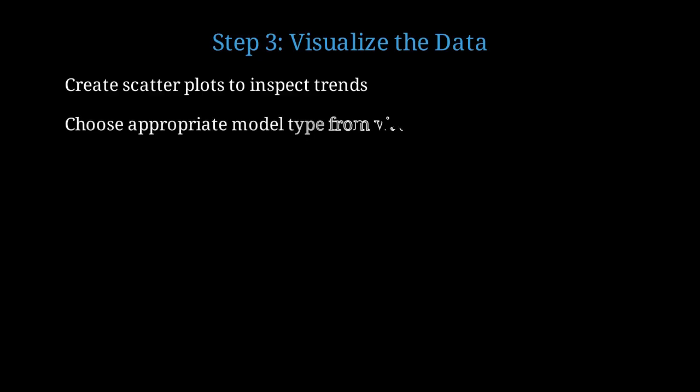Step 3 is crucial. Visualize your data before attempting to fit any model. Plot your independent variable against your dependent variable in a scatter plot. This visual inspection helps you identify trends and patterns. The visualization helps you choose an appropriate model type. Does the relationship look linear, quadratic, exponential?